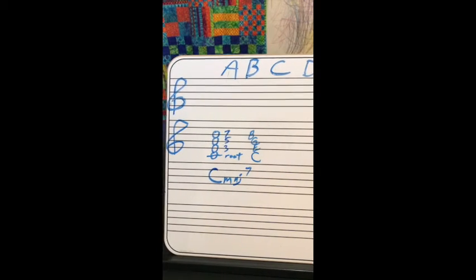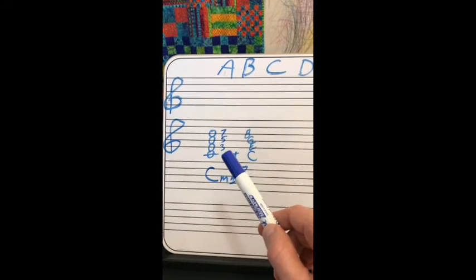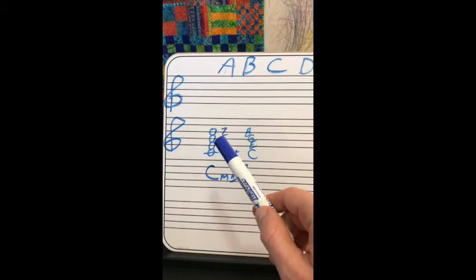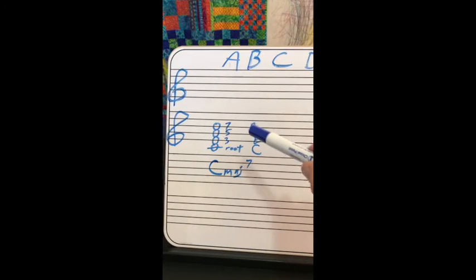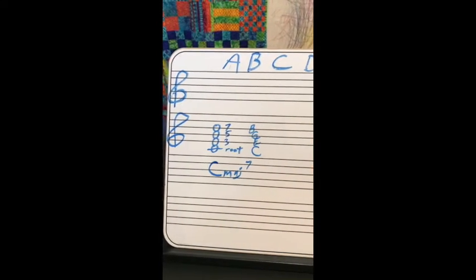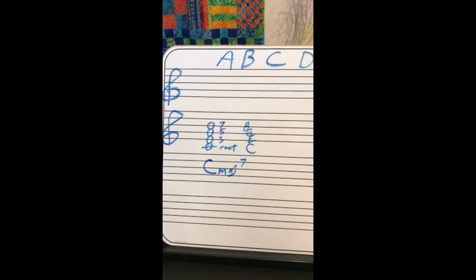Alright, we built a C major seventh chord. We start with the root, we go up a third, we add a third on above that, which is a fifth above our root, and a third above the fifth is a seventh above our root. Four notes stacked in thirds, and we've got a seventh chord, alright? In this case, C major 7.